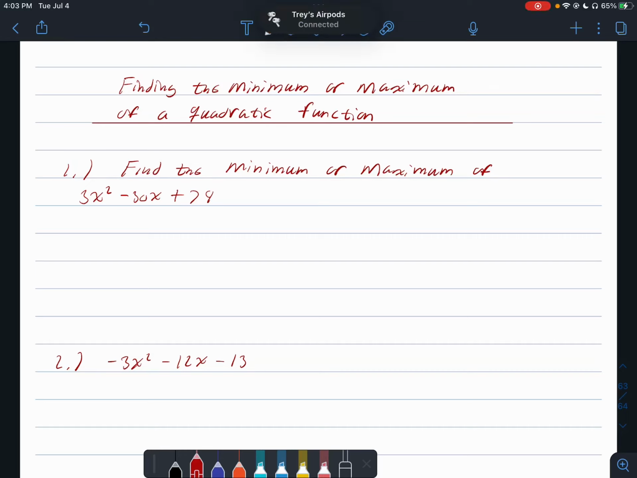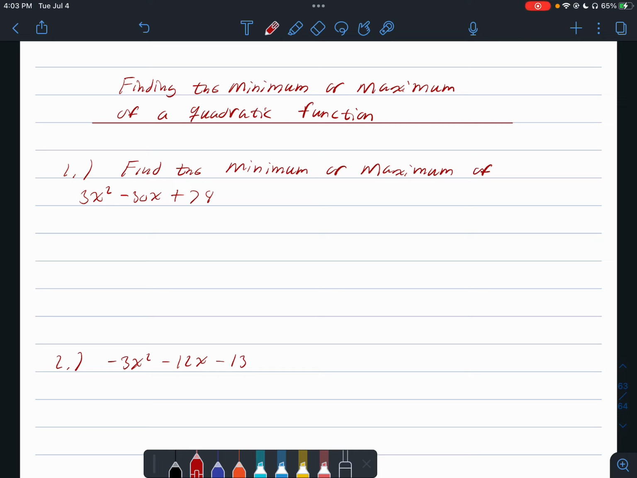So this video should be really quick. We're going to be looking at finding the minimum or maximum of a quadratic function. And I've already mentioned this before. I've kind of mentioned it in passing, but I didn't explicitly go over it. So I think it would be good to do that now.